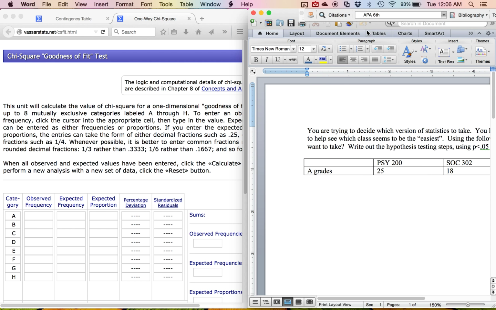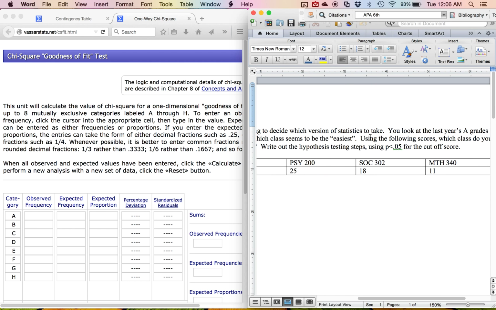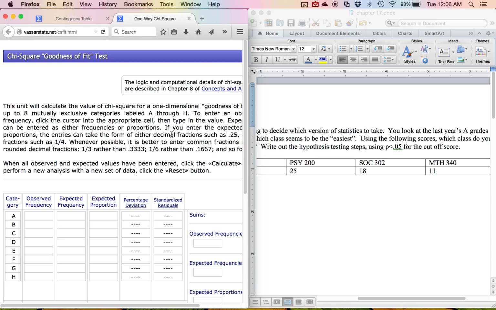So what we want to do to make this work is go to VassarStats and use their goodness of fit test. It's a goodness of fit test because there's only one variable, or one row. I'm going to enter all of the observed values here under observed frequencies, and those are all the scores that I actually found in the study.